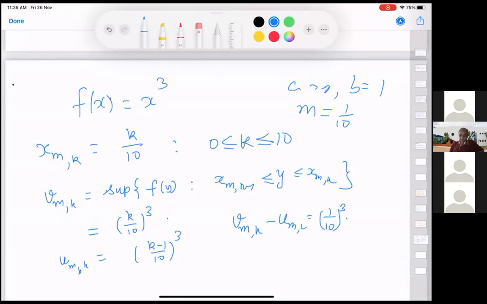So for every k, we'll get an upper bound, and this will be less than perhaps 1 by 10 or something like that. So perhaps you can take 1 or 2 examples and try to compute and verify that what I have claimed is true, or if not convinced, let me know. We'll try to figure out some other way of explaining the proof.